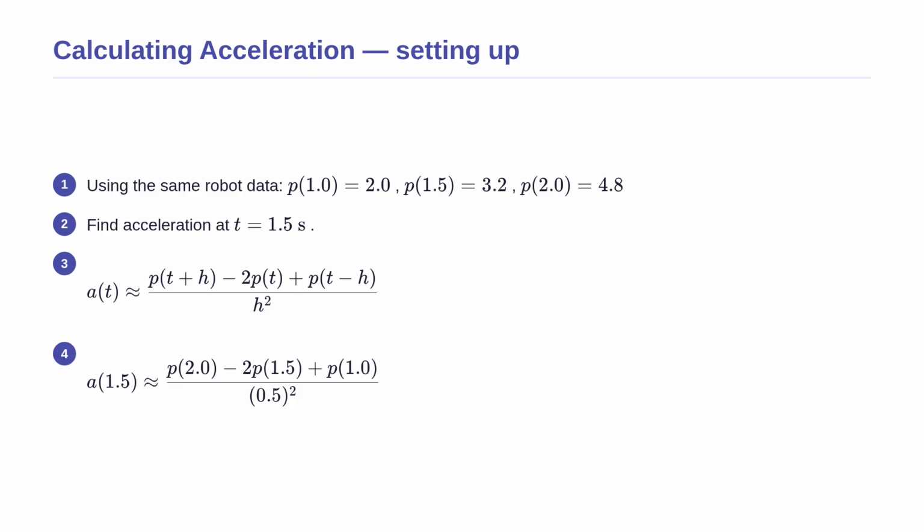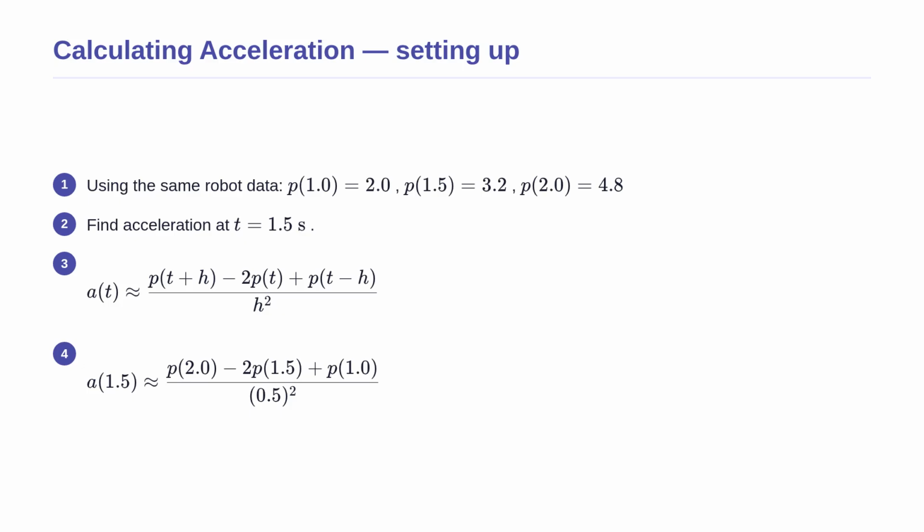Let us apply this new formula to a concrete example. We will use the exact same robot position data from our previous example. We have positions at 1.0, 1.5 and 2.0 seconds. This time, we are asked to calculate the approximate acceleration of the robot at 1.5 seconds. Acceleration is the second derivative of position with respect to time, telling us how much the velocity is changing.